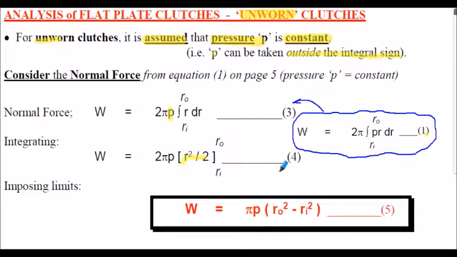So in equation 4 labelled here, we've got the 2 pi P, P is constant, and then we've got r squared divided by 2, and we've got the limits of r0, outer radius, and ri, inner radius. All I've done is put those into the equation to get equation 5. And this is one of the first equations you want to note. This is going to be a useful equation for an unworn clutch. If you want to work out the total force that's required, we can do that from the formula pi multiplied by the pressure, which is constant, multiplied by the outside radius squared minus the inside radius squared. So that's the first formula we're going to be using later on.